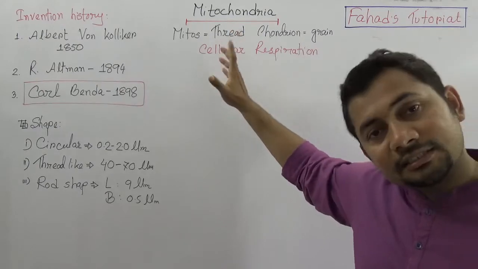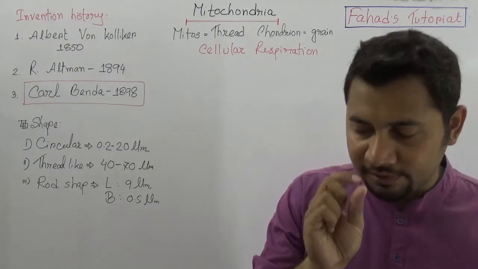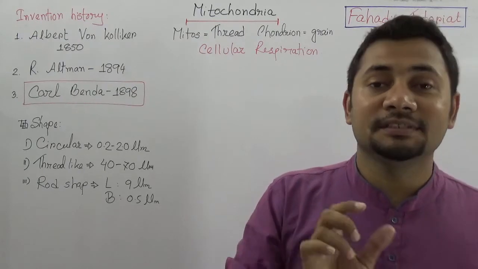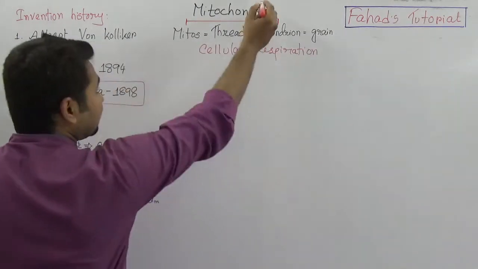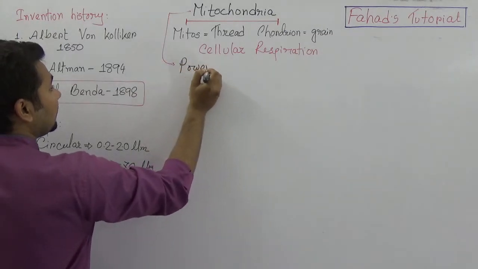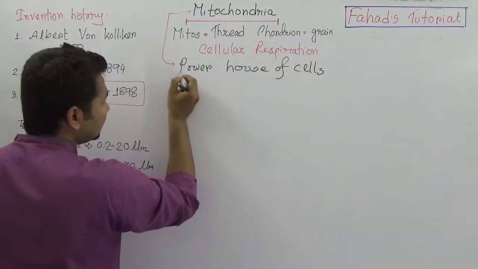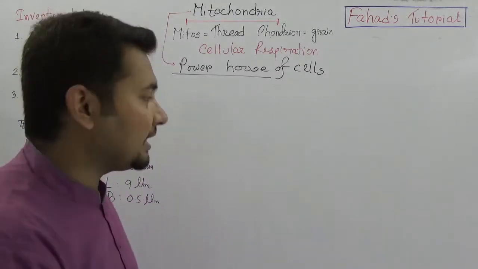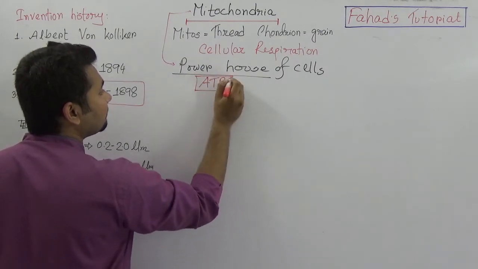So the mitochondria is composed of two different words, thread-like and grain-like substance. Now we need to know that mitochondria is called the powerhouse of cells. Why is it called the powerhouse of cells? This is important. It is the powerhouse of the cell because it produces ATP, which is adenosine triphosphate.